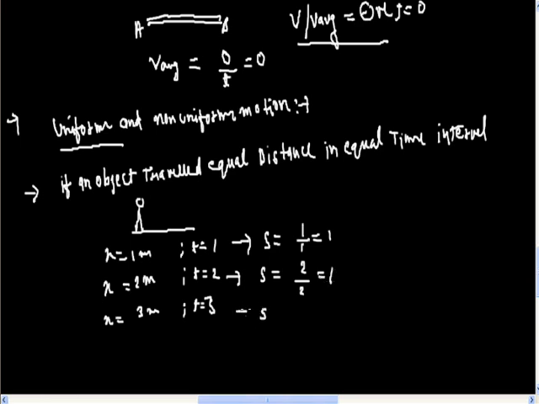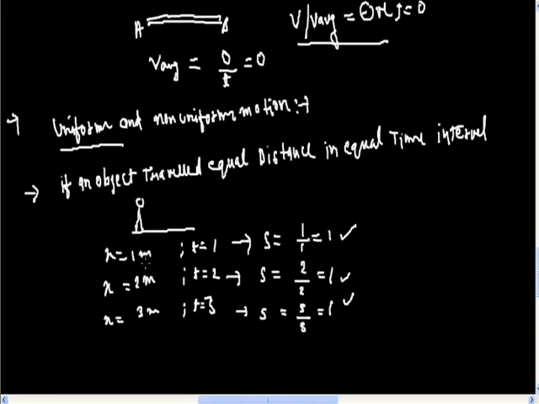And in the third case, the distance traveled is 3 meters and the time taken is 3 seconds. Then the speed is 1. In the whole journey it takes equal time for equal distance, therefore the speed comes out the same. So in uniform motion, the speed remains constant. Equal distance is traveled in equal time.